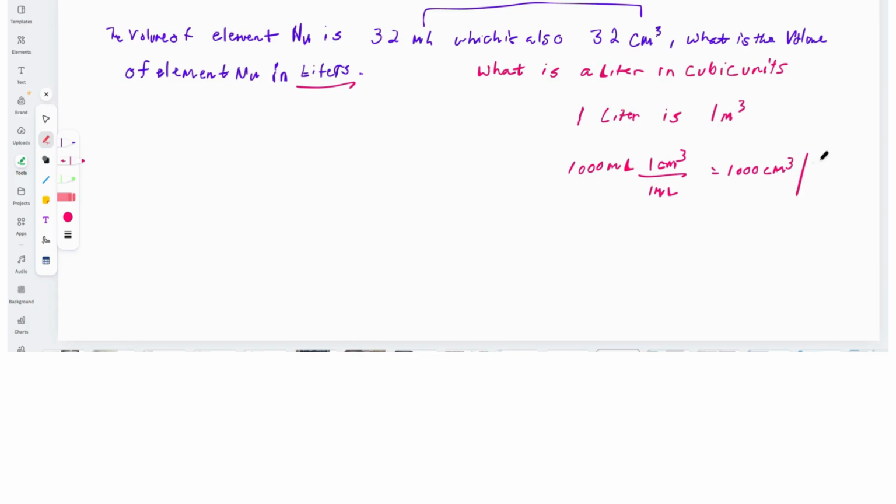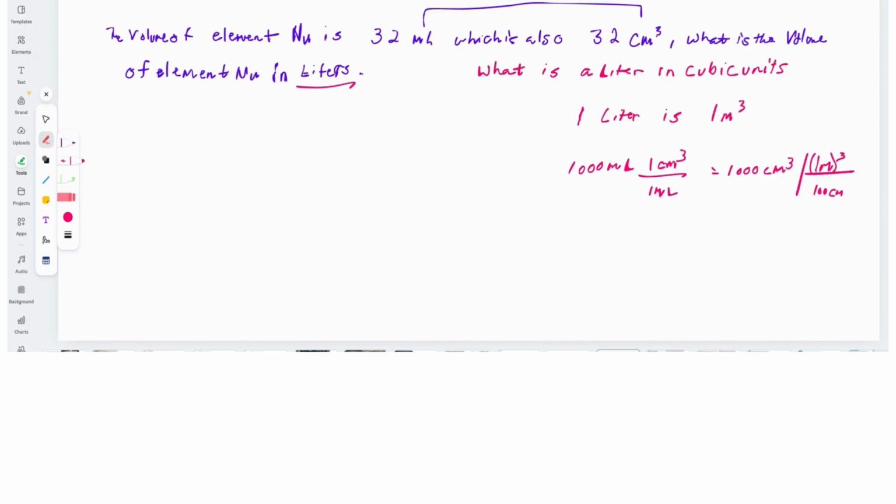Let's see, I know that 1 meter, sorry, 1 meter cubed. And I'll put parentheses because there's like, how is it? 1 meter is 100, right? Wait, yeah, centimeters. Yes. Correct.